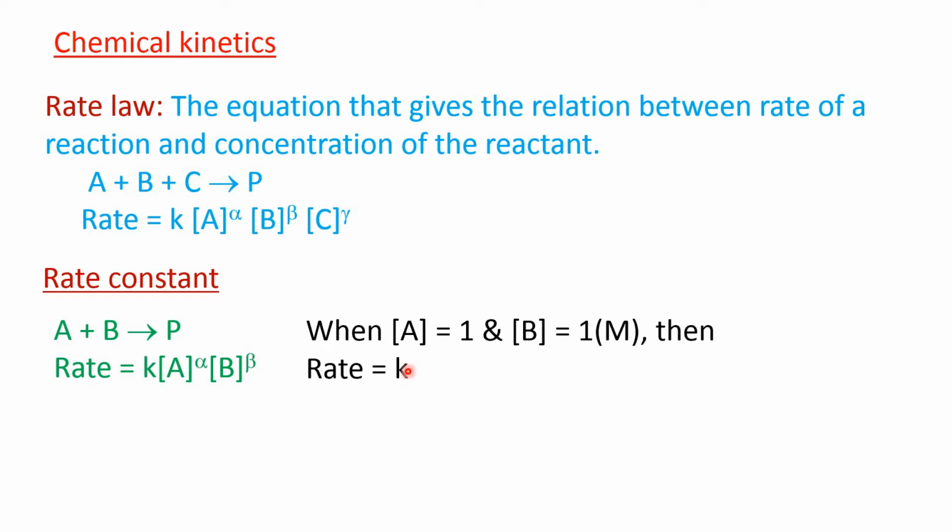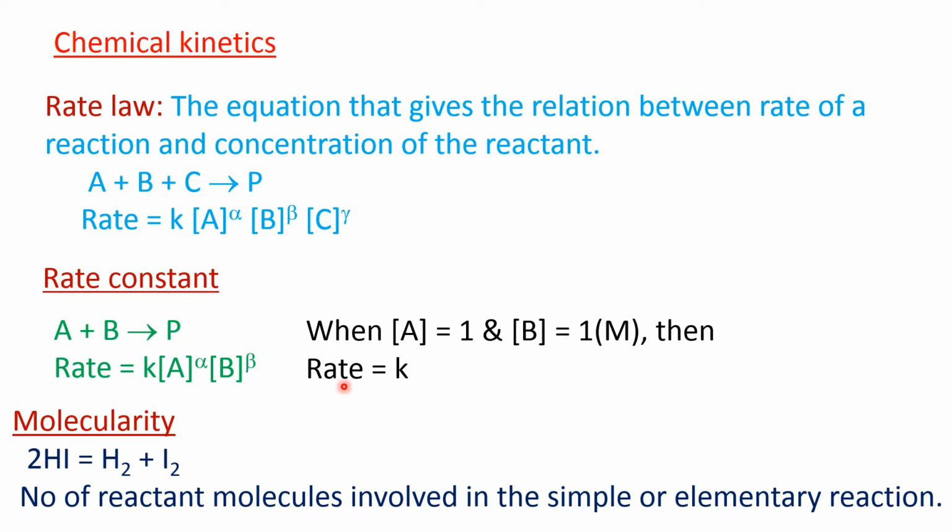Now how can you define rate constant? Rate constant or specific rate constant is the rate of the reaction when the molar concentrations of the reactants are unity. Now coming to the molecularity. Molecularity means the number of reactant molecules involved in the simple, that means one step, or elementary reaction, or more precisely, the number of molecules of the reactant that collide or hit each other for a particular elementary reaction to give the product.